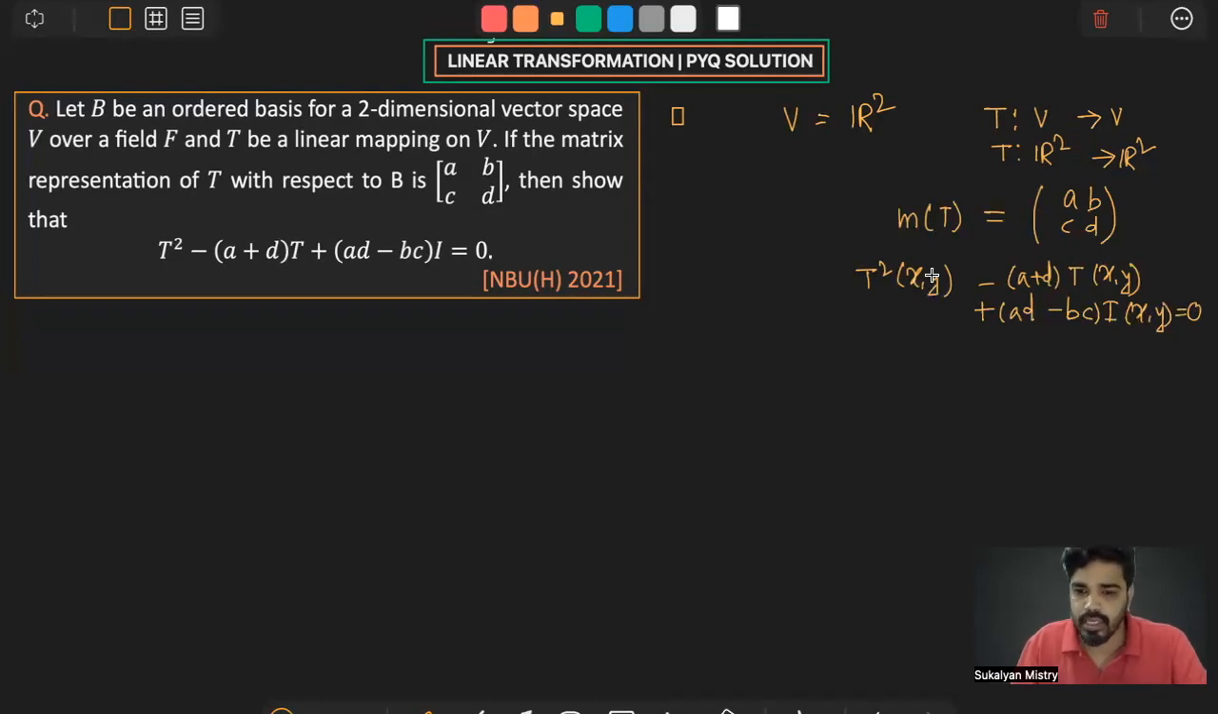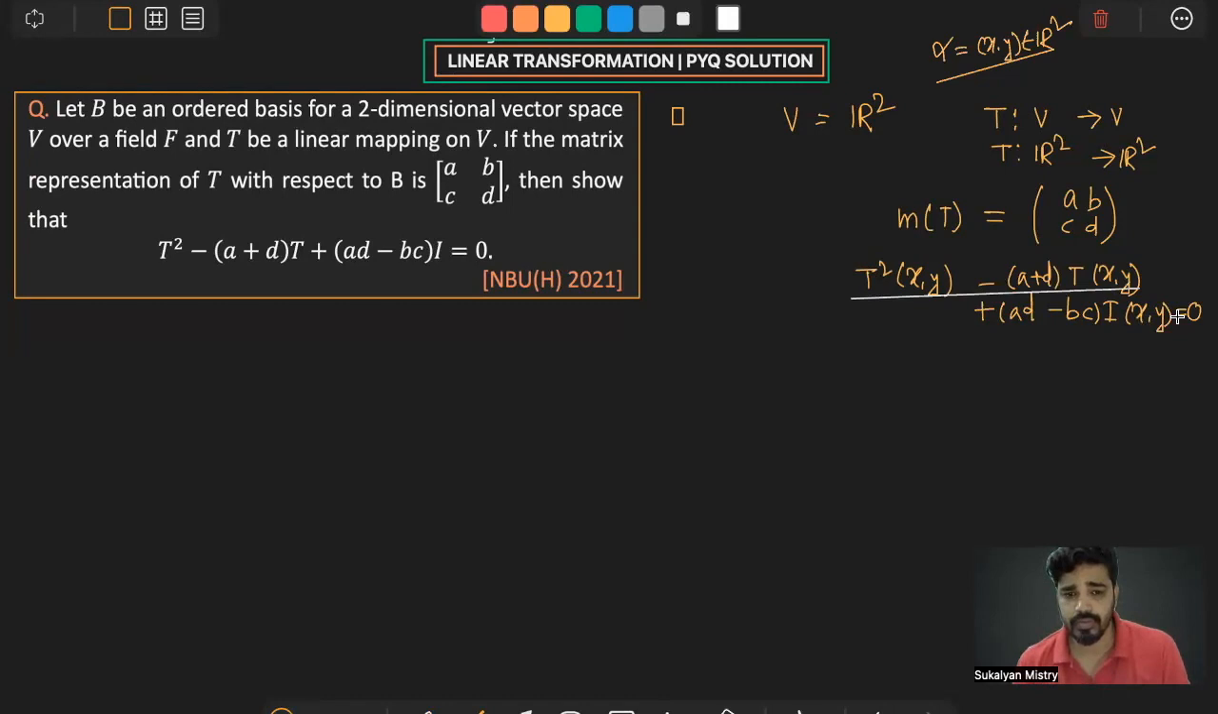Take T square alpha, just here we consider alpha. Alpha belongs to R2, so we consider alpha is equal to XY. XY belongs to R2 because V is a two-dimensional vector space. Getting my point? So alpha belongs to R2. Here we consider alpha is equal to XY. So we have to show that T square XY minus A plus D into TXY plus AD minus BC into I is equal to 0. So that is our given problem.